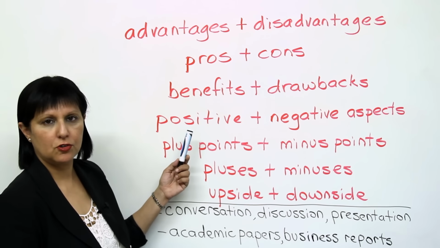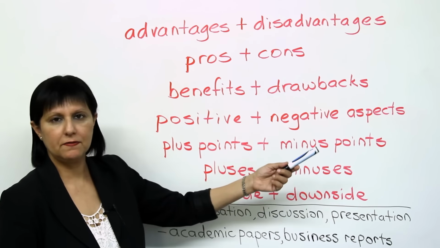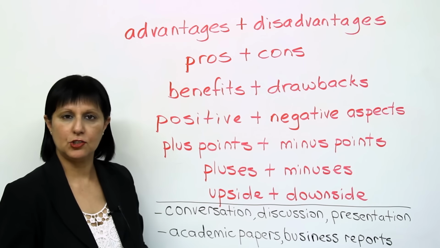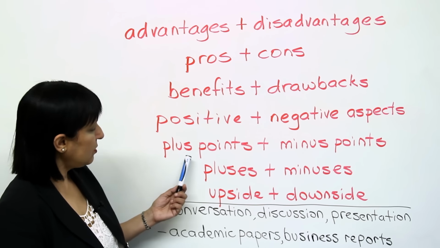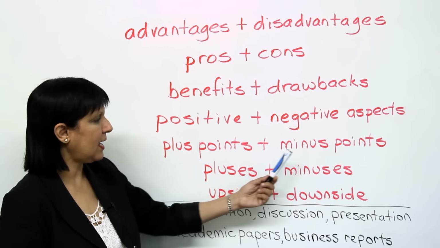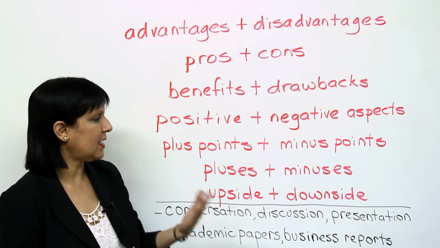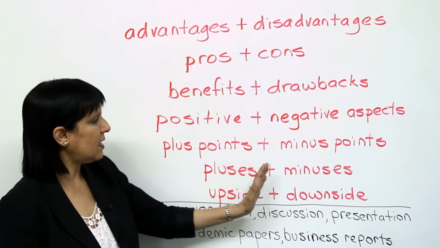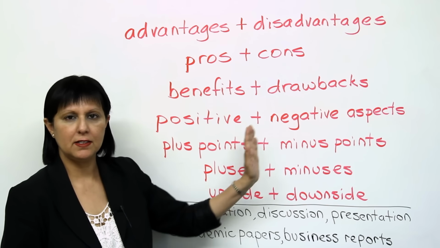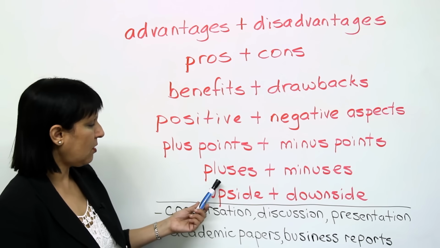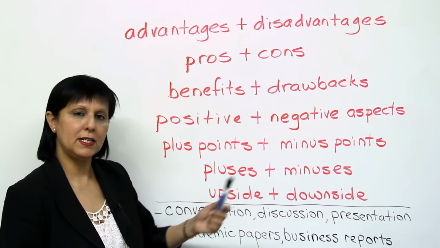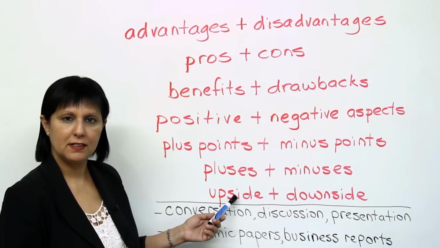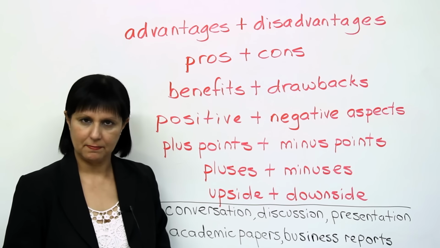You can use the term positive and negative aspects. Positive aspects of an issue, the negative aspects of a decision, let's say, okay? You could also say the plus points and the minus points. It means exactly the same thing. Basically, everything on this side means the positive side. All the expressions or words on that side mean the negative side, okay? You can also say the pluses and minuses, okay? Or you could say the upside of the issue or the downside, okay?